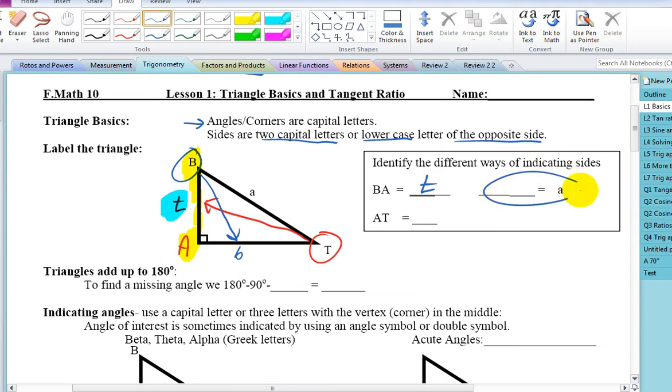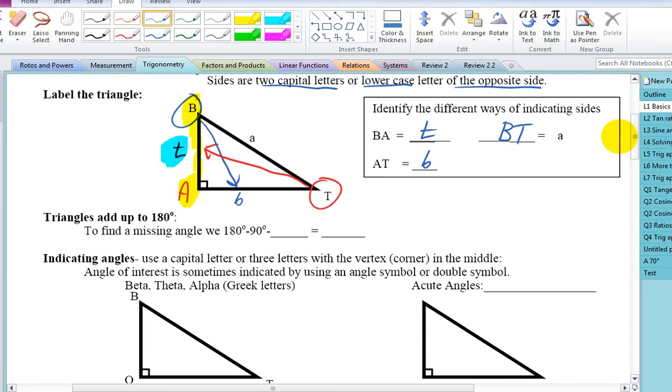Good. Fill in this one and this one. Fill in those two. So what's little a? Capital B, capital T. What do we call capital AT? Little b. Okay, so that's the basics. You gotta know how to do that.